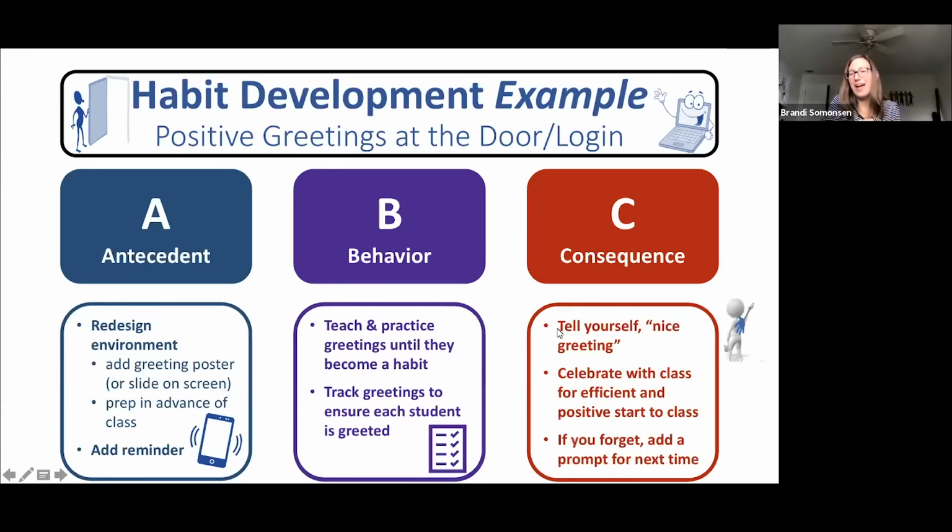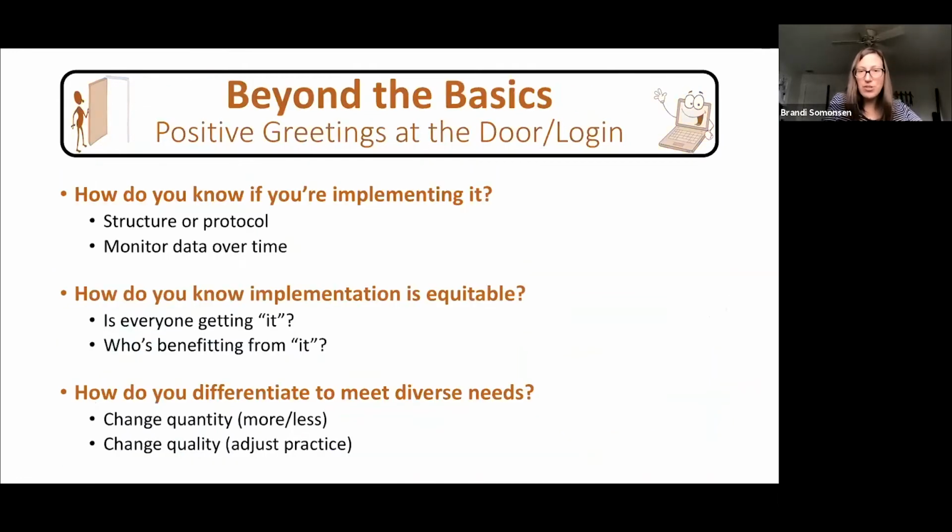So if we start class efficiently, we might start with a quick celebration. And if we forget, instead of just moving on, we might take a minute to write ourselves a note or a reminder or set up a cue in our phone to make sure we're set up for success the next time. So those are your simple strategies. And I'm going to tag Kim in to talk a little bit more about how we know if we're doing it, how we know if we're doing it in a way that's equitable, and how we make sure that we're differentiating our support to meet all students' needs.